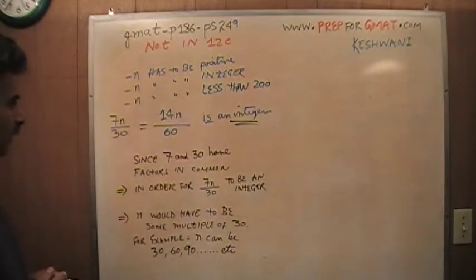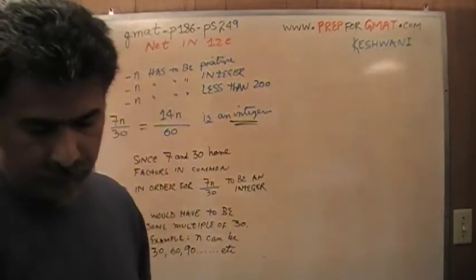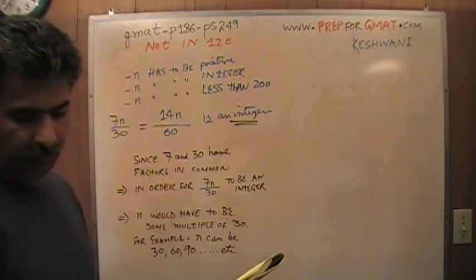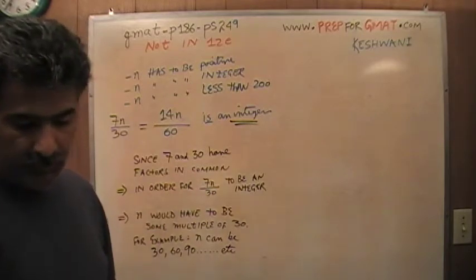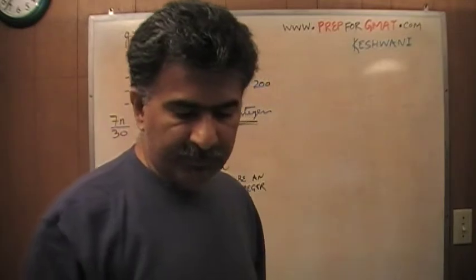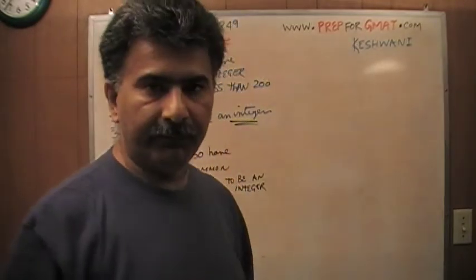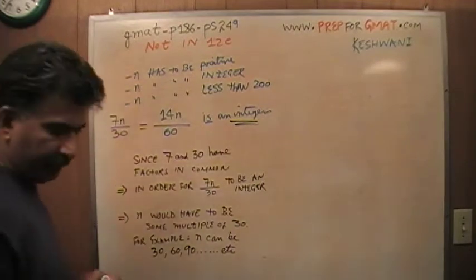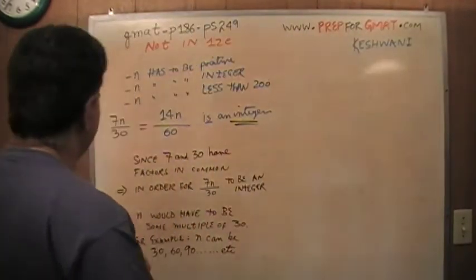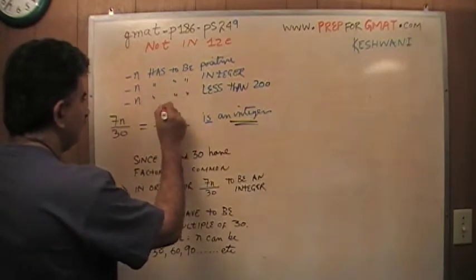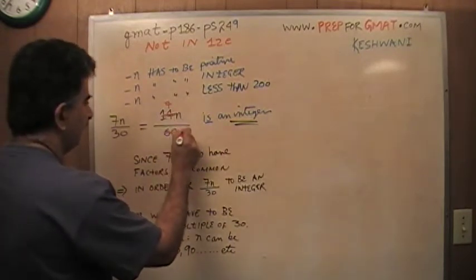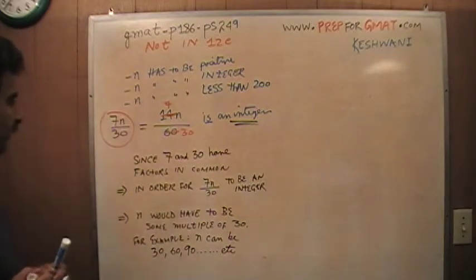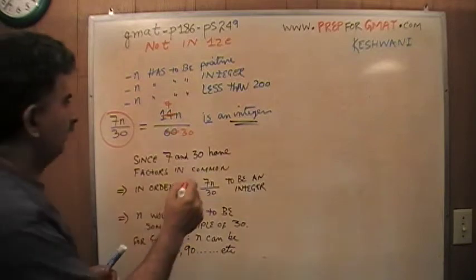And then we are told that 14 times n over 60, this quantity, is also an integer. The question simply is, how many prime factors are there of n? N has how many prime factors? The very first thing I'm going to do is simplify this. Let's simplify it. This 14 becomes 7 and this 60 becomes 30, which is what I have here. 7n over 30 has to be an integer.